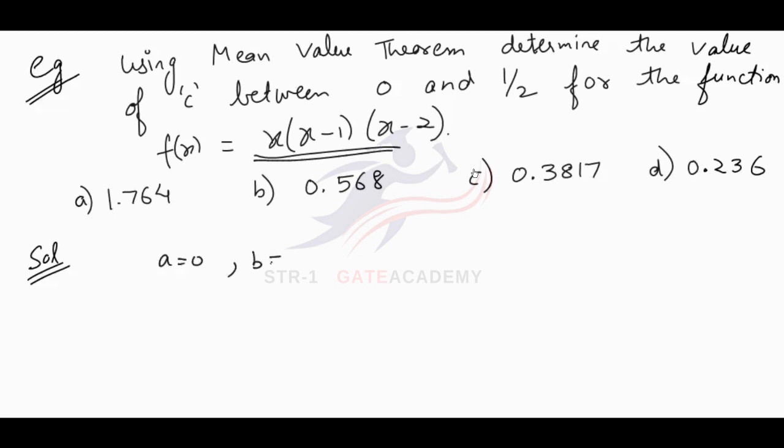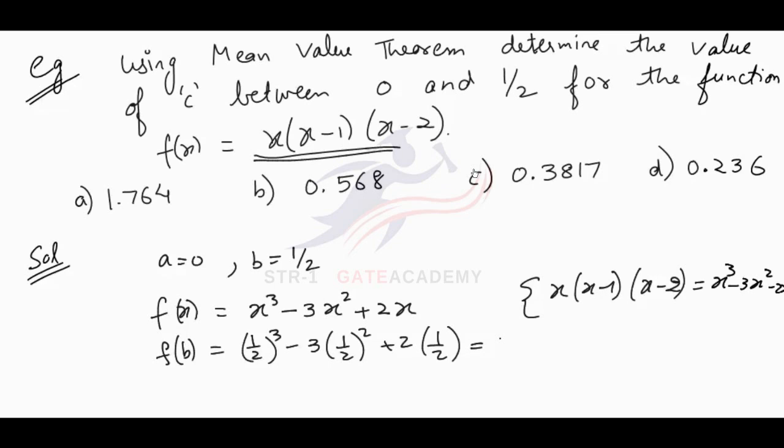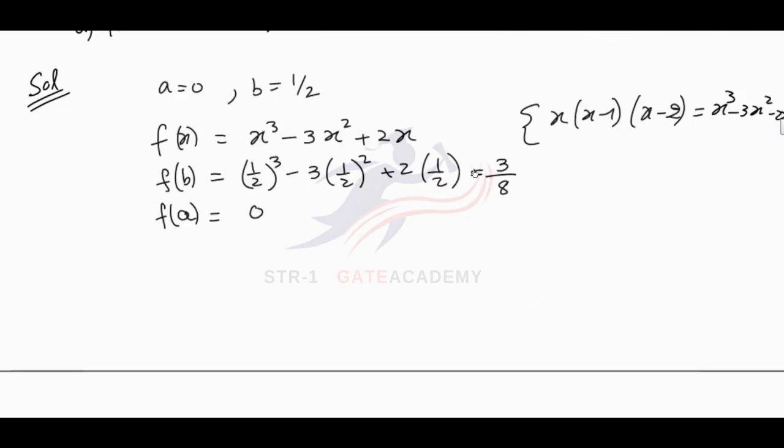What is a? A is 0. B is half. Right. Let me first define the function f of x. F of x is nothing but x cube minus 3x square plus 2x. That is basically the function. It comes from multiplying x into x minus 1 into x minus 2. So what will be f of b? F of b would be 1/2 cube minus 3 into 1/2 square plus 2 into 1/2. If you solve, this will come out to be 3/8. And what will be f of a? F of a is f of 0, so it will be 0 only, right?